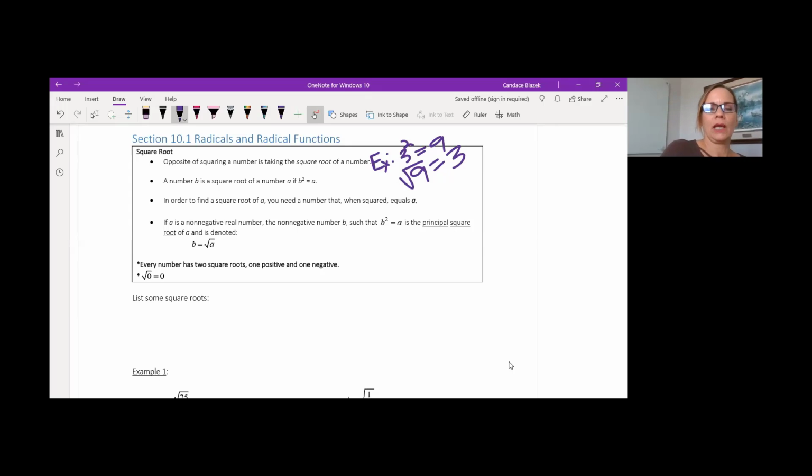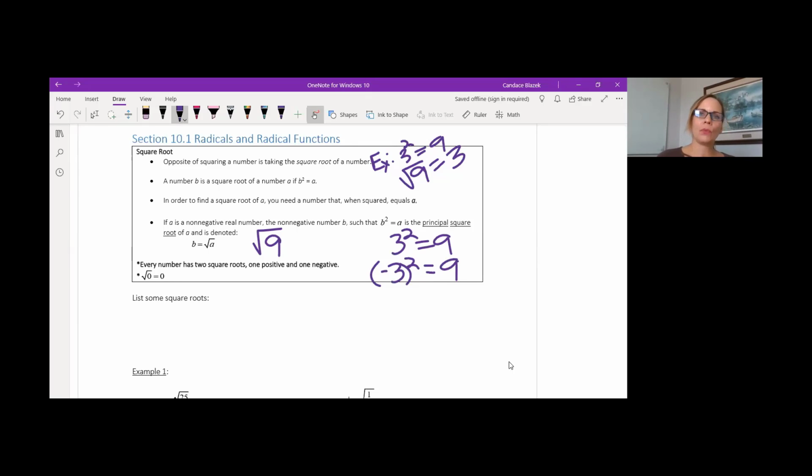When you look at the square root of 9, we'll just stick with the square root of 9. You're looking for a number that when it is squared gives you 9. Well, I know that 3 squared gives me 9. But also -3, if it's in parentheses squared, also gives me 9.